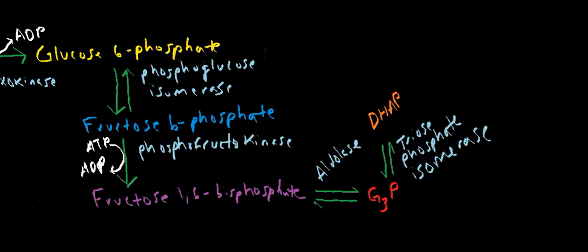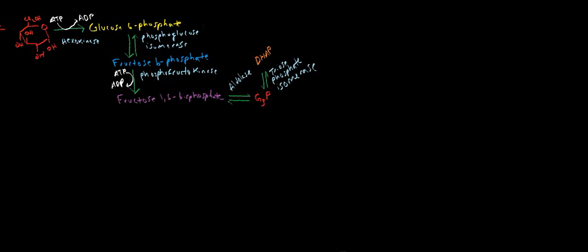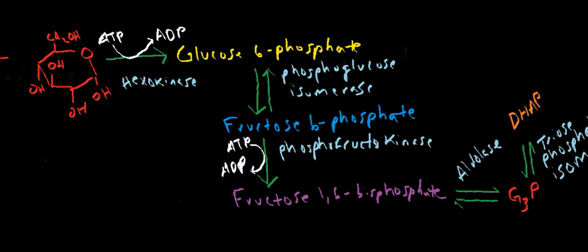Alright, so try to keep that in mind. So here's just a quick overview of the pathway. Now I'll keep going. We're almost done. And like I said, in order for glycolysis to continue, you need the molecule G3P. So I'll continue with that.